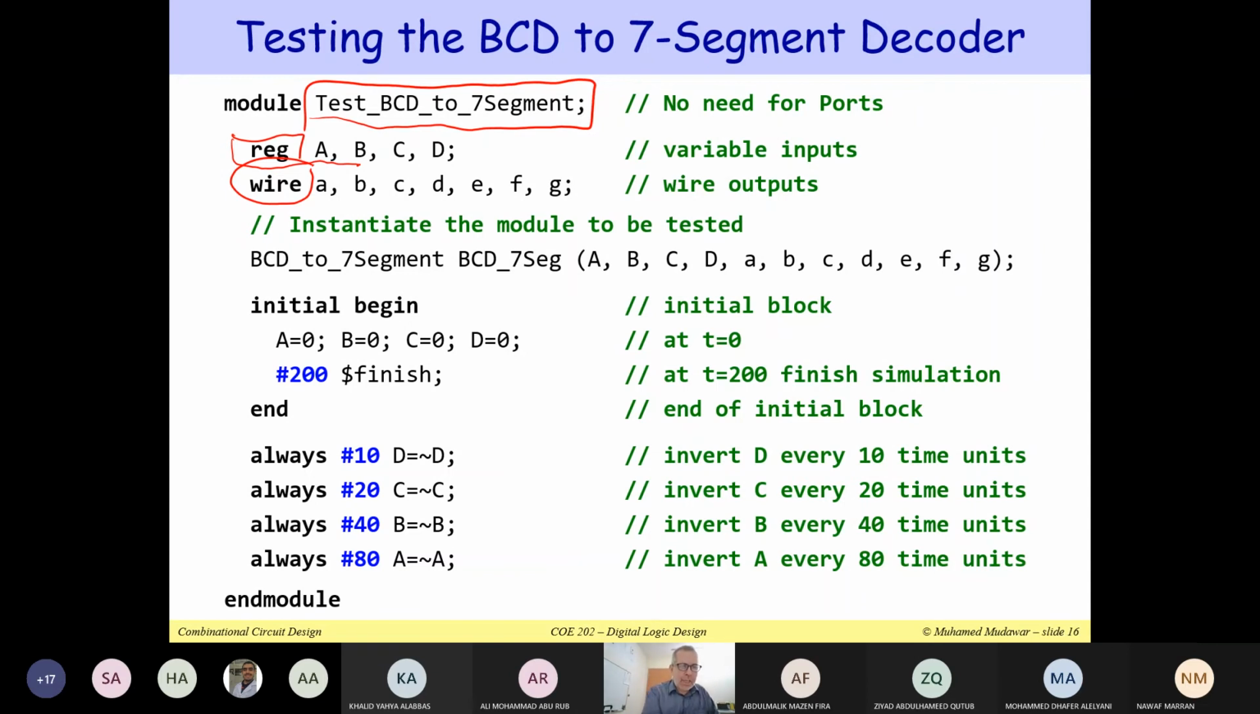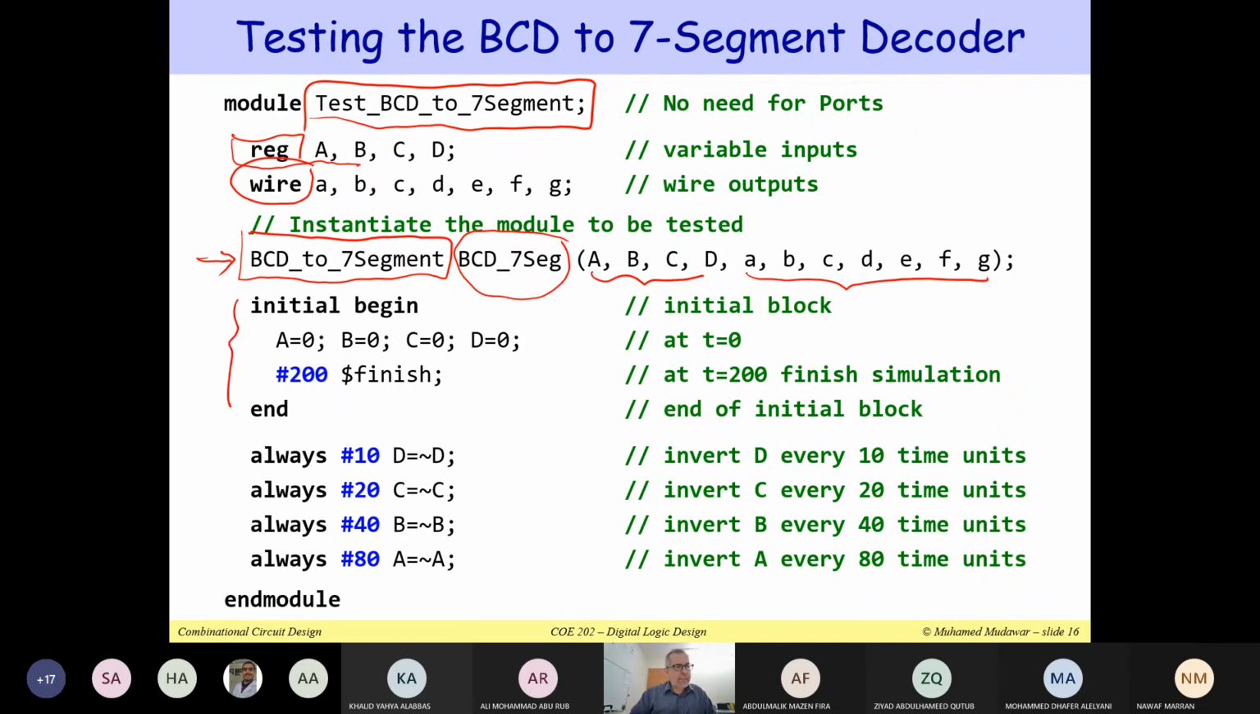And then you have to instantiate the module to be tested. So here, this is the name of the module of my design, BCD to 7 segments. This is the name of the instance. These are the inputs. These are the outputs. They have to be in the same order that they appear in the design module.